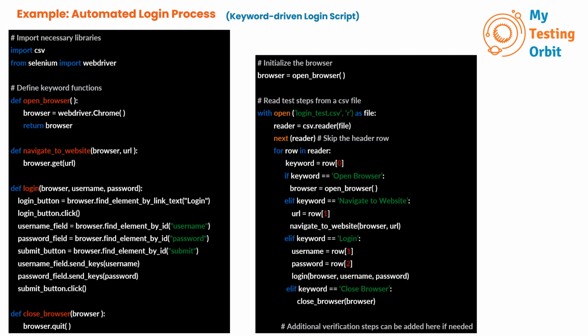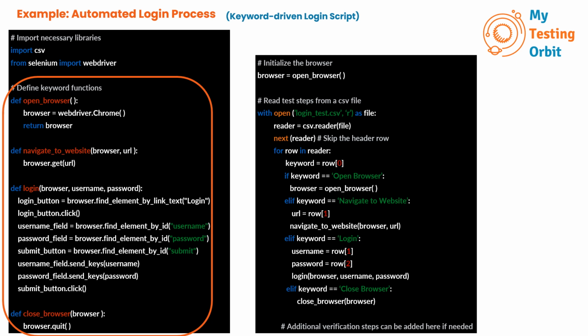Okay, so over here we have an example, the same login process example, but now we have a keyword-driven script. The code begins by importing the required libraries, including CSV for reading test data from a CSV file and WebDriver from Selenium for browser automation.